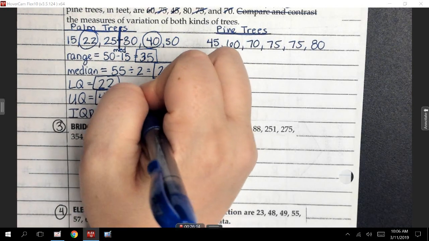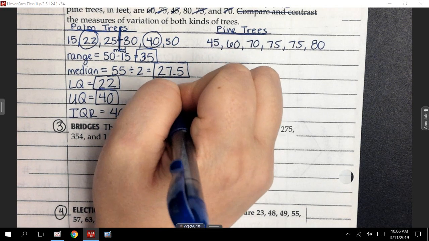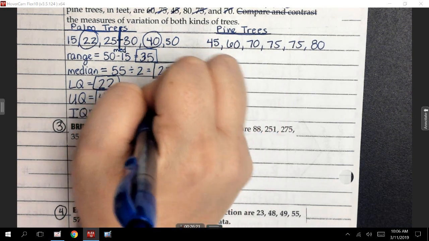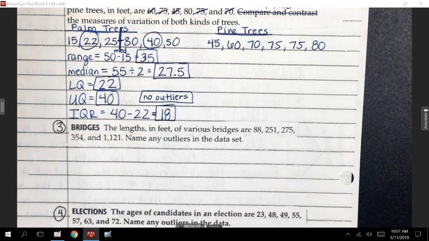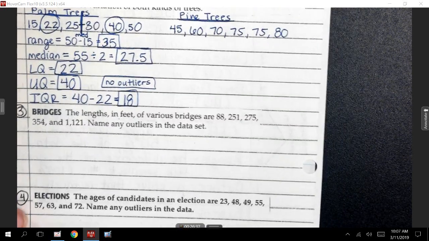All right? Guys, there are no outliers here. When I say it has to make you go, whoa, it's got to make you go, whoa. Okay? Is there anything that makes you go, whoa? No. All right, Malachi? 15 is only 7 away from 22. So that's even closer than 50. Okay.